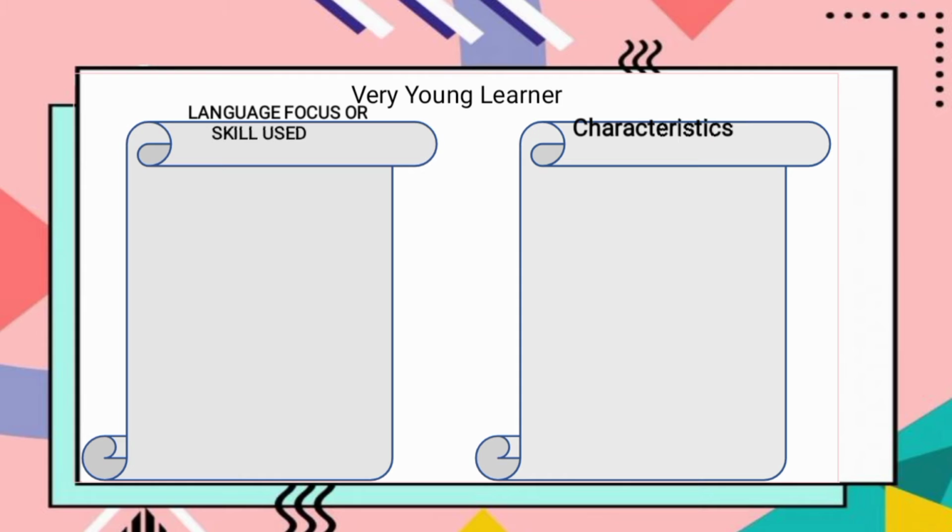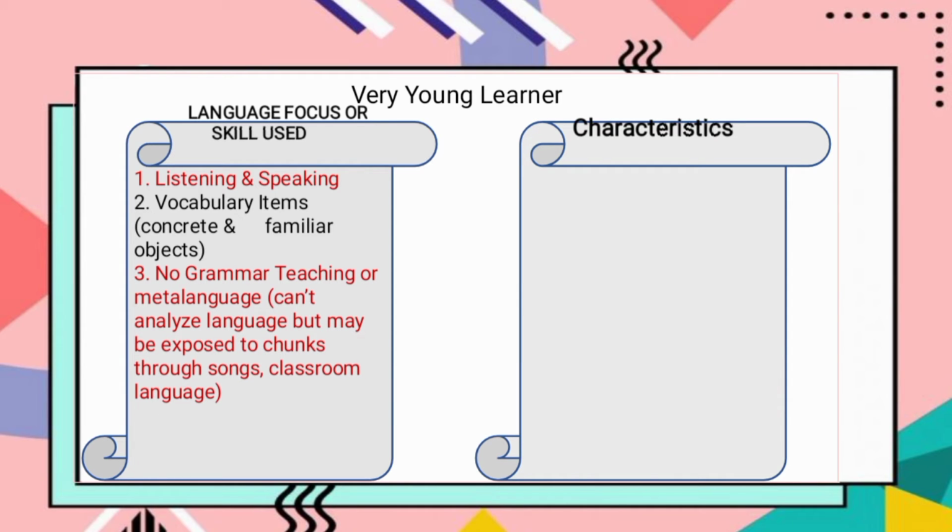Now we can see the language focus or skill use and characteristics of the very young learner. First is language focus or skill use. First, listening and speaking. Vocabulary items include concrete and familiar objects. No grammar teaching or meta language to analyze language, but they may be exposed to chunks through songs and classroom language. And the last, no reading and writing, though they may recognize letters or short words.